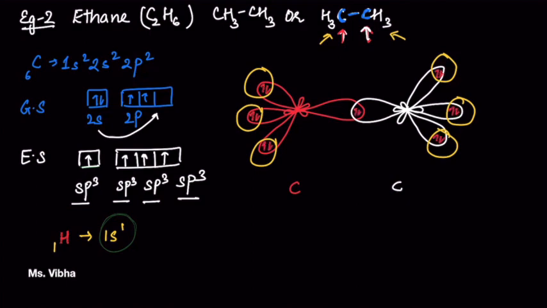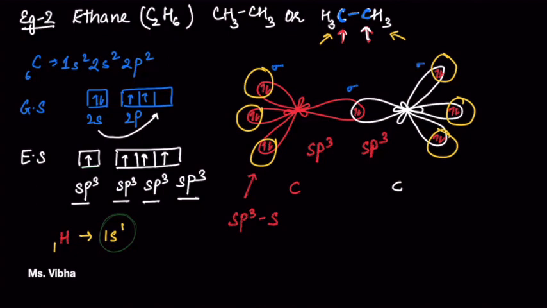One overlapping is happening between an sp3 orbital and an sp3 orbital. And here we have sp3 overlapping with the s orbital of hydrogen. So what kind of bonds are being formed? This is a sigma bond. This is also a sigma bond.